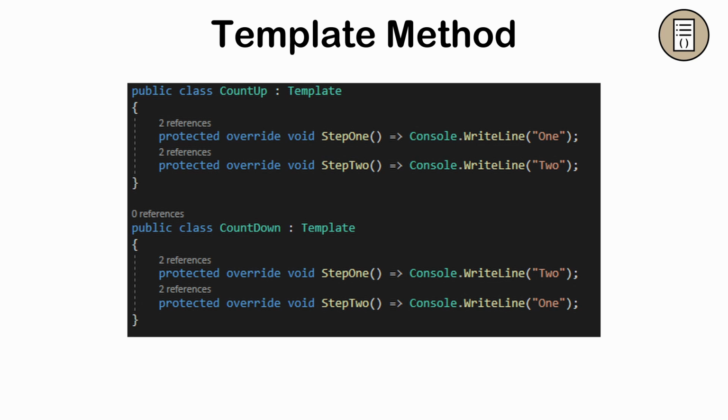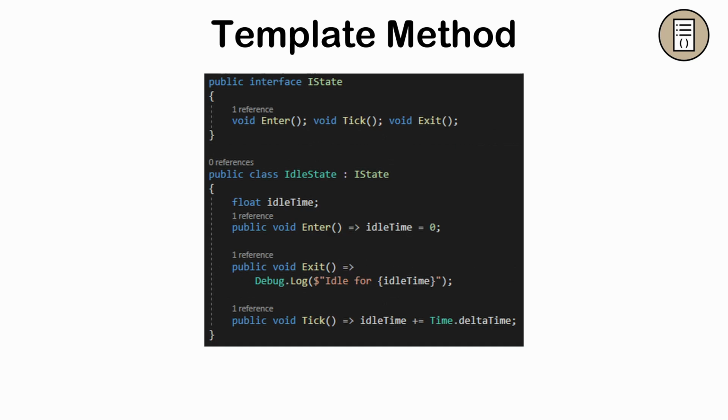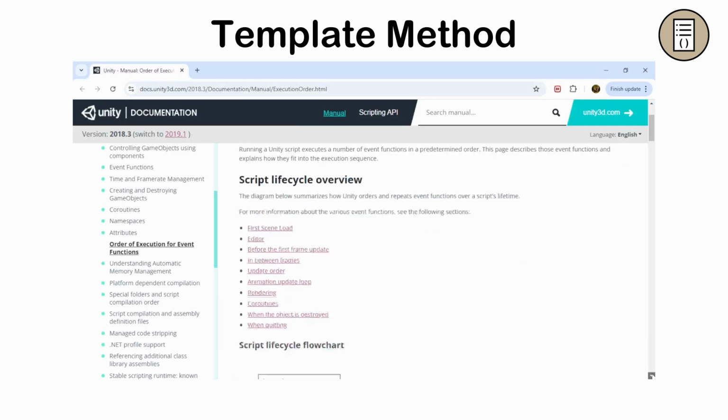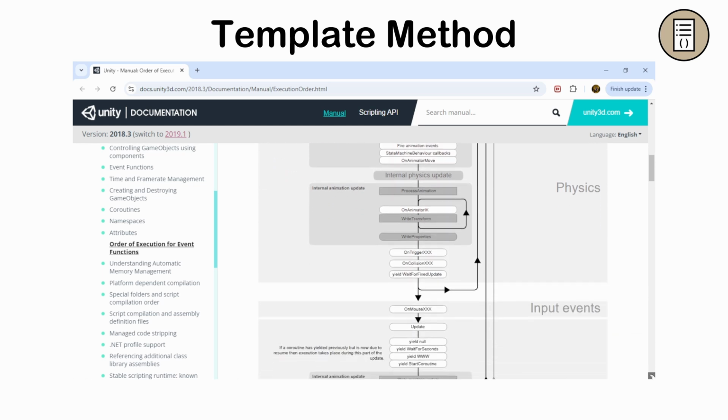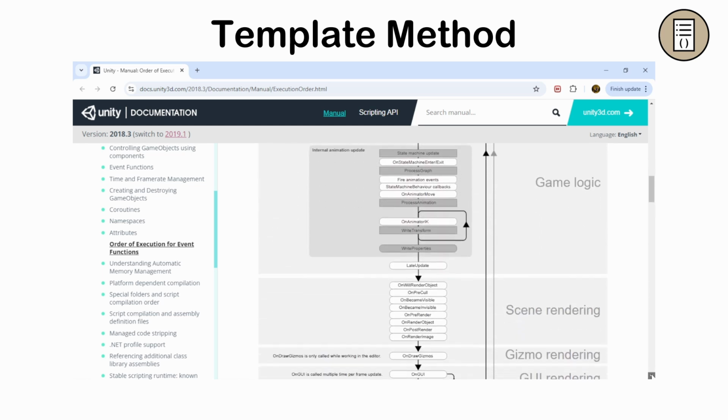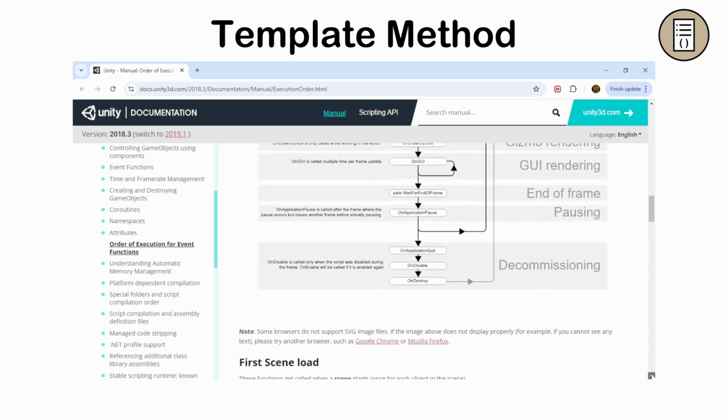We could even reorder the steps just by changing which one we define as step 1 and which one is step 2. The template method is sometimes used within the state pattern to define the various phases of a state, such as enter, tick, or exit. In Unity Engine, the MonoBehaviour lifecycle follows this pattern, wherein each phase occurs in sequence and can be overridden by a class that extends MonoBehaviour.